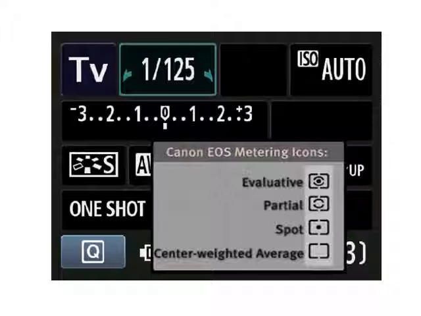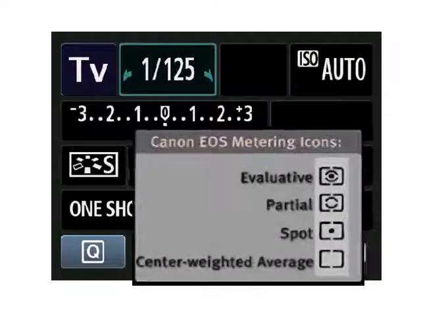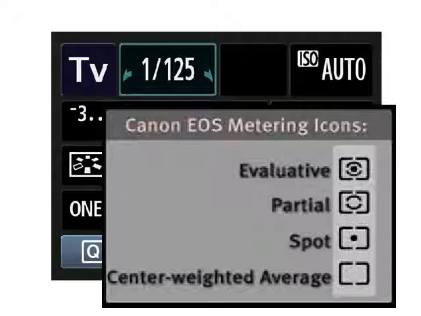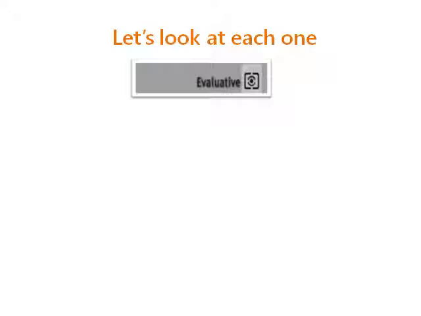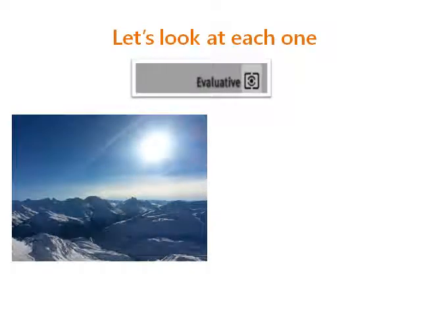So you have evaluated metering, partial metering, spot metering, and sometimes center-weighted metering. So what do they mean? Let's go and have a look. So let's take evaluated metering.